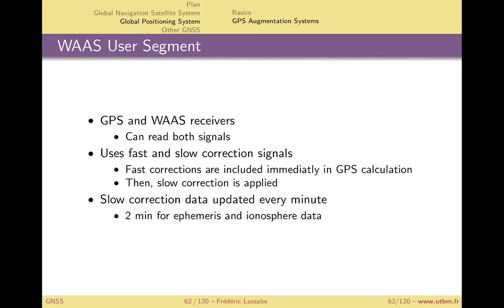In the user segment, the GPS and WAAS receivers can read and use both signals and use the corrections inside the GPS calculation, the fast correction, and then the slow correction is applied to provide the final location returned by the device.